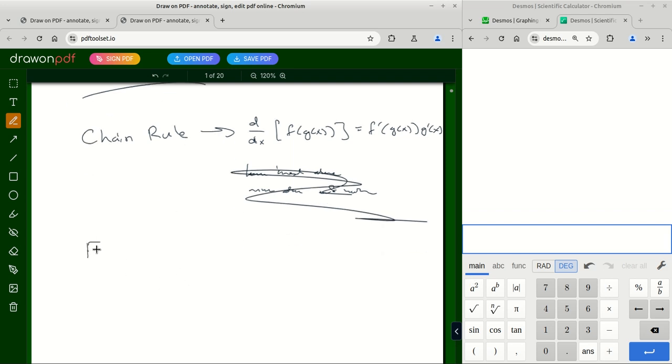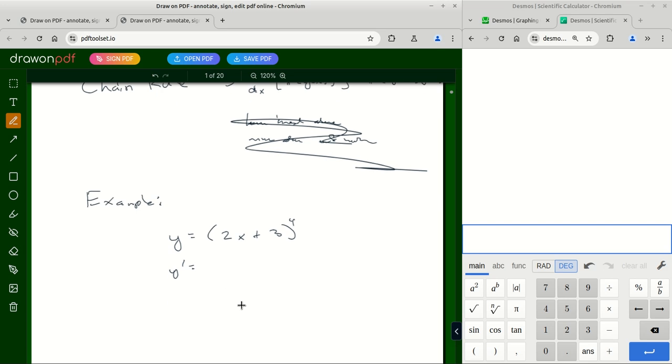So, example. We have 2x plus 3, all to the fourth power, and they say, find the derivative. Okay, so the 4 comes down to the front, and you leave the inside alone. And then you subtract 1 from the power, right? Because it's 4, and then you bring it down, and you say minus 1 is 3. Done.